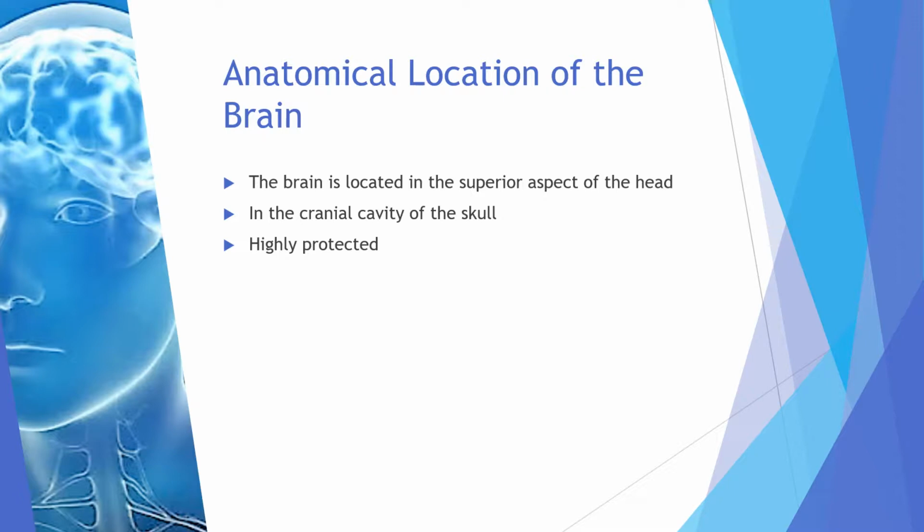Anatomical location of the brain. The brain is located in the superior aspect of the head, or the cephalic region in the body. It lies within the cranial cavity, where it is highly protected.